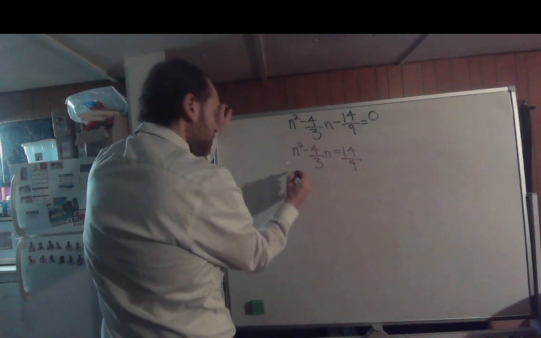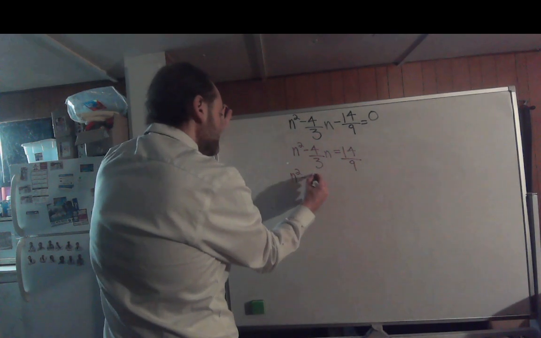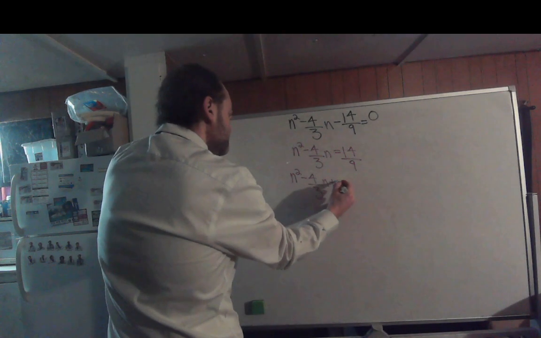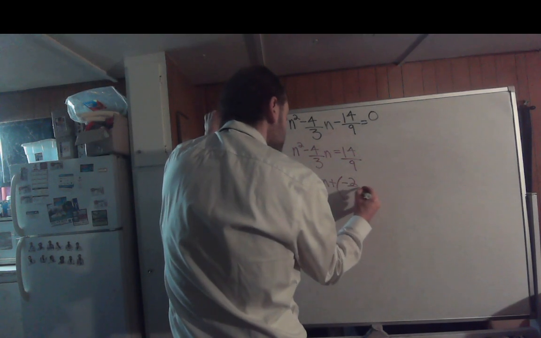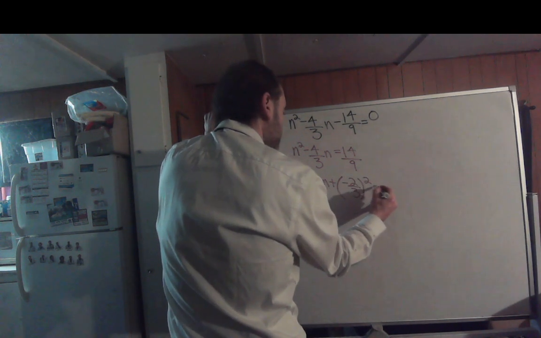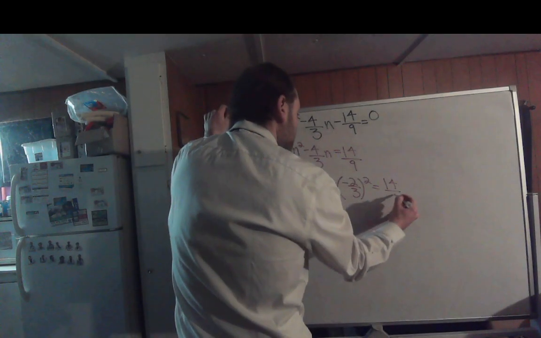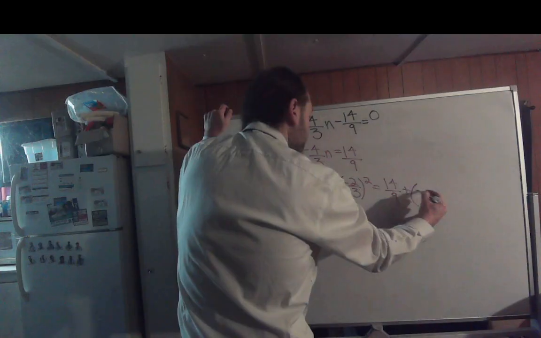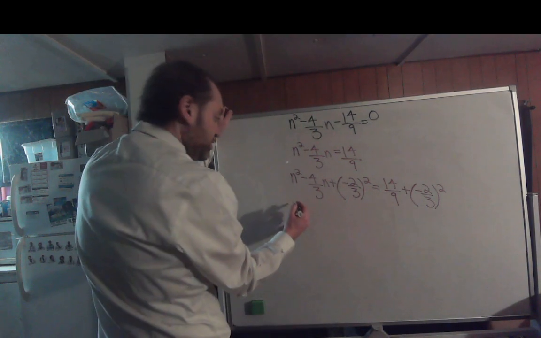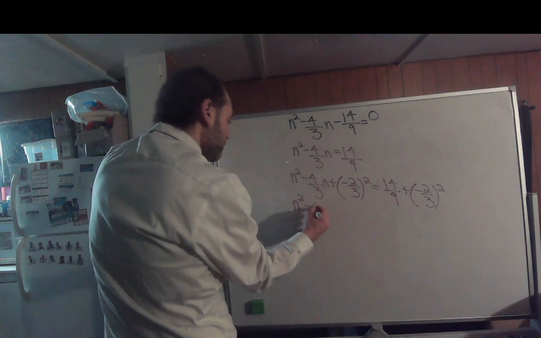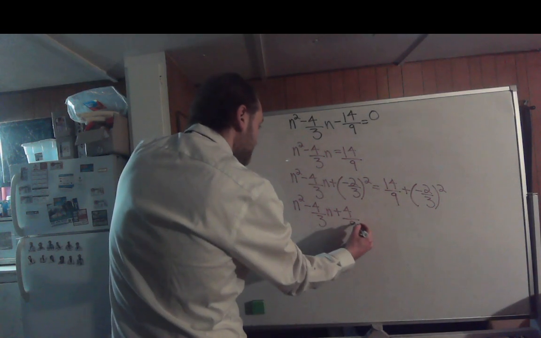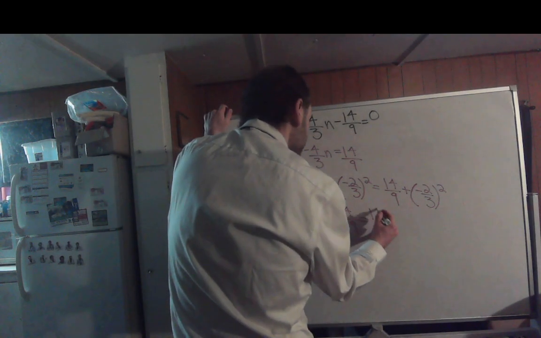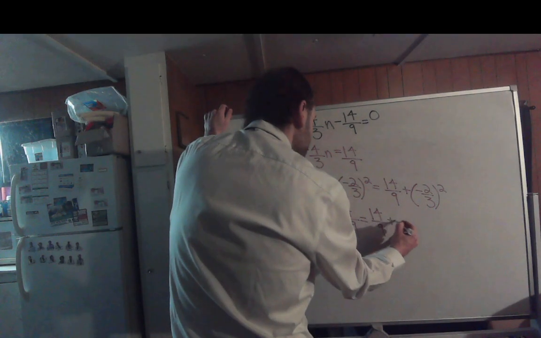Now, let's start completing the square. You'll take your n squared minus 4/3 n plus you'll take half of negative 4/3, which would end up being negative 2/3, raised to the second power, equals 14/9 plus that negative 2/3 raised to the second power, which would end up giving you on the left side n squared minus 4/3 n plus 4/9 would end up equaling 14/9 plus 4/9.